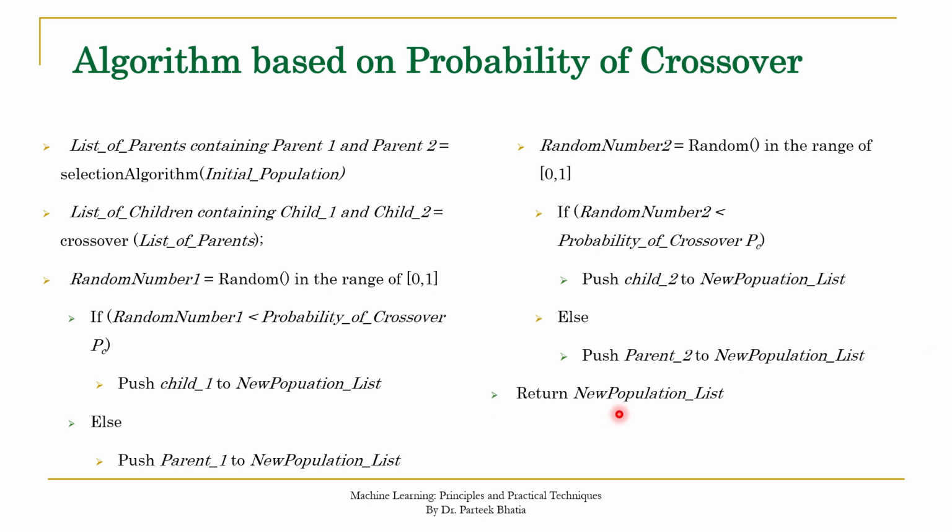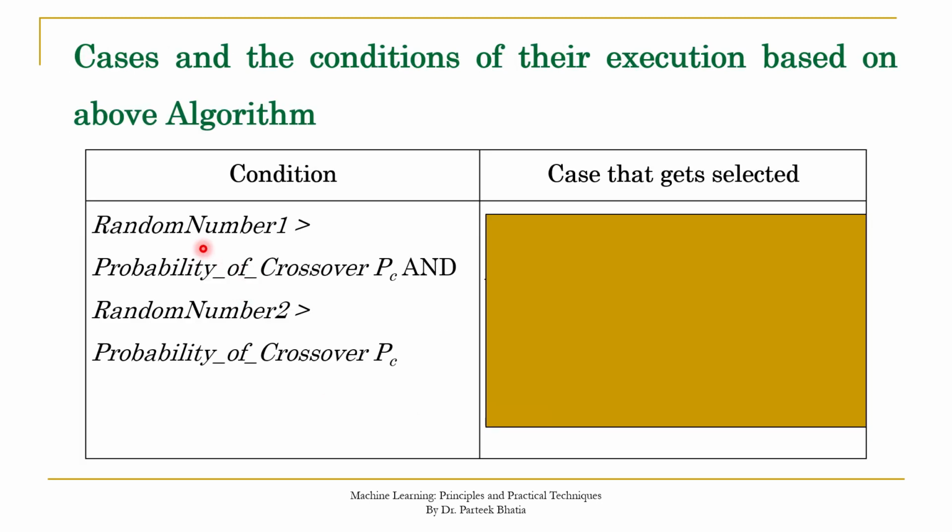So through this we will be able to get the new population, and you can clearly see that there are 4 possible cases in this algorithm. Based on this discussion, we can clearly understand that if random number 1 is greater than probability of crossover and random number 2 is also greater than probability of crossover, then what will be the population? Can you answer me? For this condition, what will be the population we will obtain? You can see that in this case random number 1 is more than probability of crossover and random number 2 is also greater than probability of crossover.